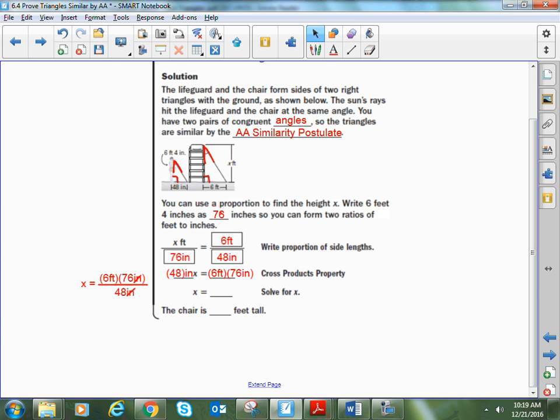So the top and bottom, inches over inches, simplifies out of the problem, and I'm just left with my value in feet, which is what they're asking me to find. How tall is it in feet? In this case, I'd have a chair that's 9.5 feet tall.